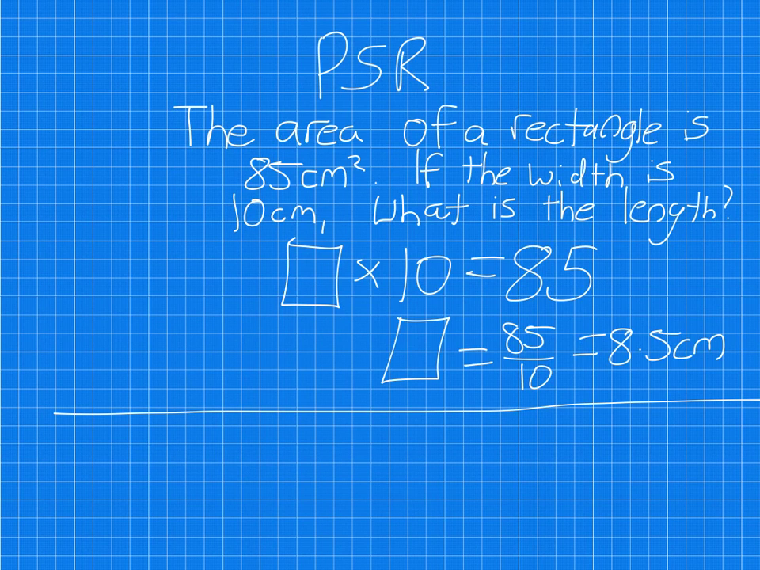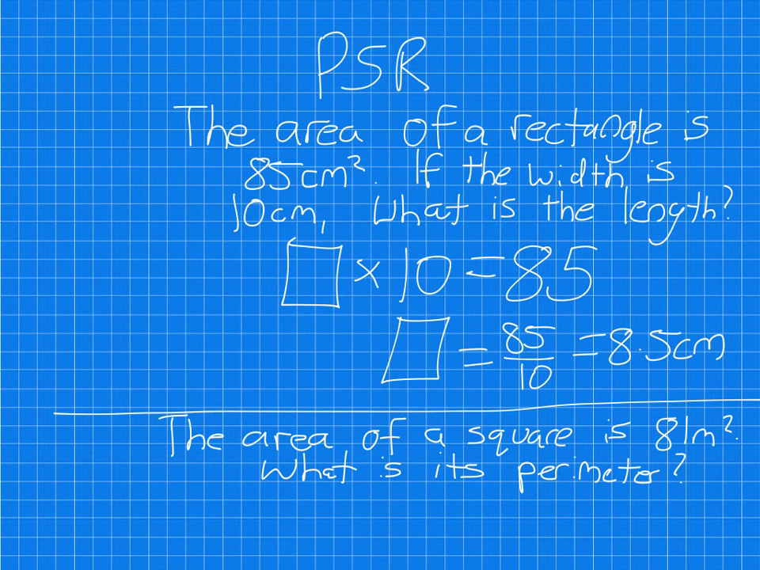Let's try another question that's a little bit harder. So, the area of a square is 81 meters squared. What is its perimeter? So, to know the perimeter of a shape, as we did last time, we need to know how long each side is. So, if the area of a square is 81 meters squared, that means whatever the length is, if you square it, if you times it by itself, you get 81. So you have to think, what number do you multiply by itself to get 81? And that's just the square root of 81. So L, the length of the square, would be the square root of 81, which is 9.